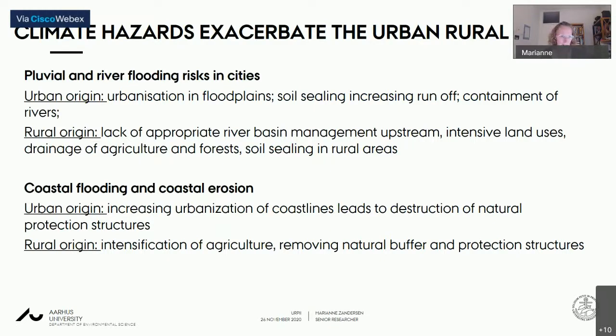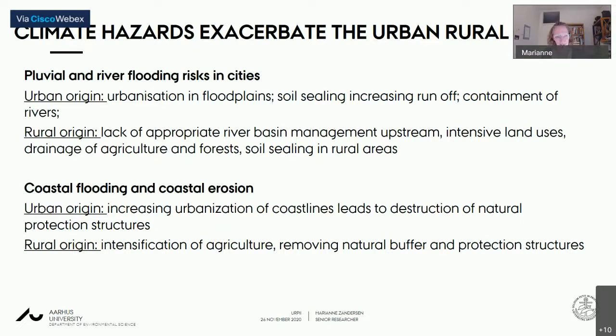So if we look at the risk of pluvial and river flooding in cities, then from the urban perspective, what exacerbates the flood risk is really that we've tended over a century and even more today to urbanize in floodplains. So the risk of flooding is much higher here, but also because of the soil sealing, the impervious surfaces in cities that increase the runoff, and that exacerbates the river flow, the stream flows, but also the water quality. And that's also because of containment in rivers, linking back to urbanization of floodplains, but constructing on the riverbed so that we can be closer to the water, and the need for space is very high in urban areas. So that's, of course, a very logical reaction for that.